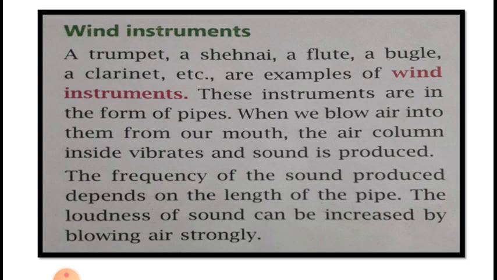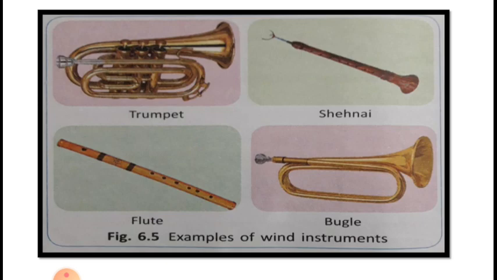So in wind instruments, when we blow air from our mouth into the instrument, the air inside the instrument starts vibrating and produces sound. All the wind instruments are in the form of pipes and the frequency of the sound produced depends on the length of the pipe. Loudness of the sound can be increased by blowing air strongly. So these are the examples of wind instruments: the trumpet, shahnaai, flute, bugle.